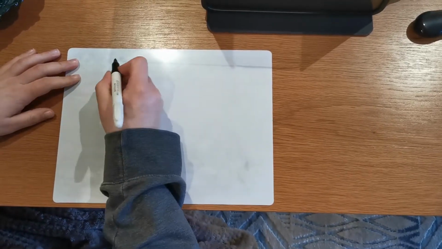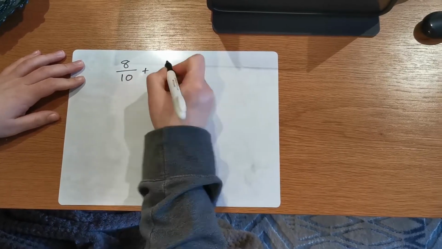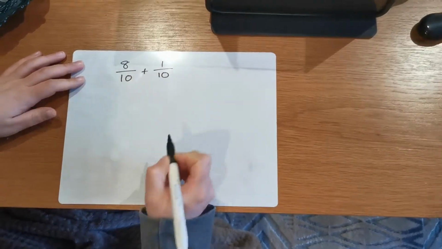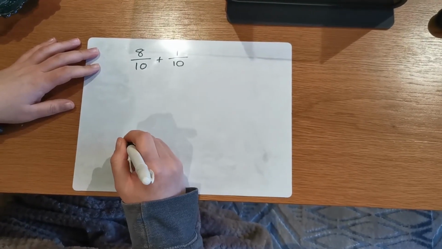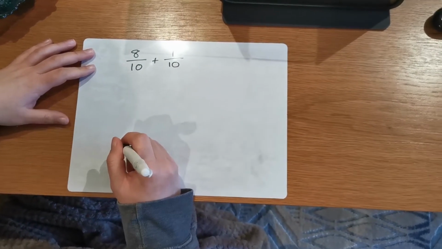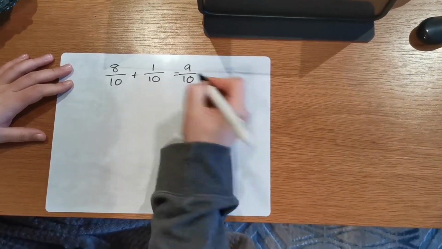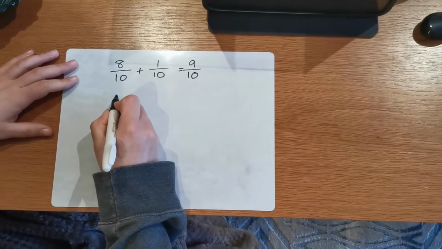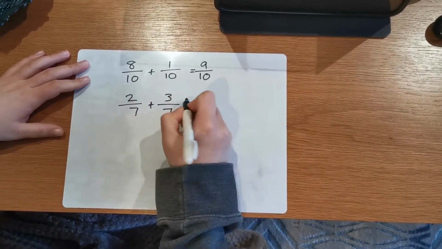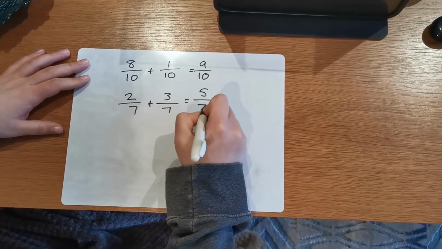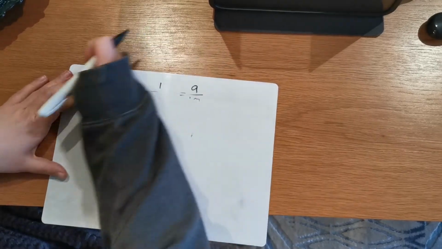So, most easy would be something along the lines of 8/10 add 1/10. Now, what makes this easy is the fact that the denominators are the same. So all I have to do is add the numerators. So 8/10 add 1/10 equals 9/10. The same if you had, for example, 2/7 add 3/7 would equal 5/7. Okay? Right, let's step it up a bit now.